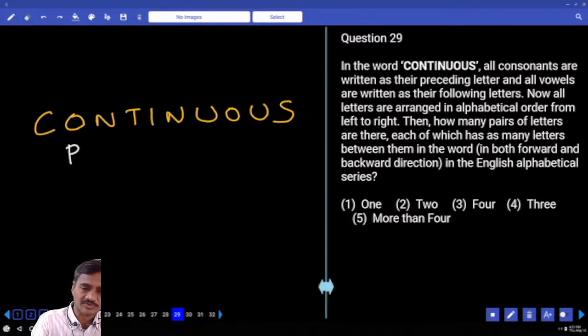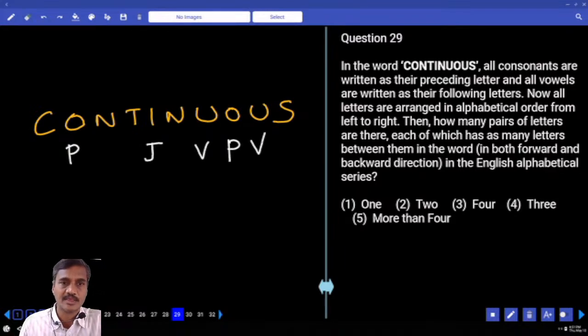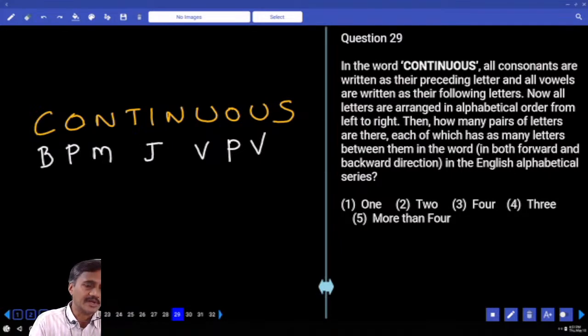And next one I plus 1 is J. And U plus 1 is V. O plus 1 is P. And U plus 1 is V. And these are the vowels, for each of these vowels plus 1. Consonant minus 1. C minus 1 is B. N minus 1 is M. And T minus 1 is S. N minus 1 is M, and S minus 1 is R.